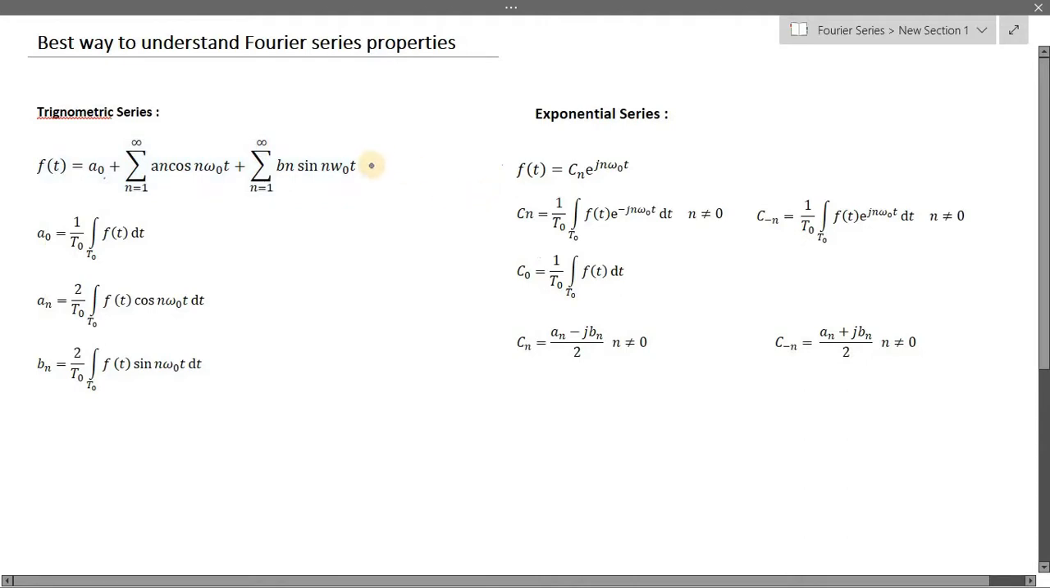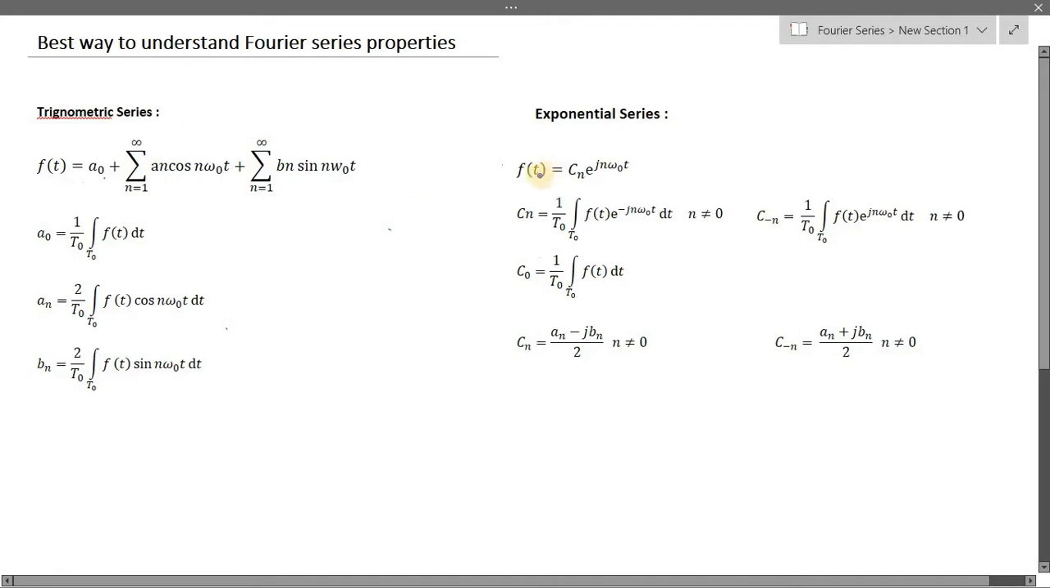Okay, let me remind you of some properties of trigonometric series. If your f of t is even, then your bn will be 0, so no sine terms will be there. If your f of t is odd, then your bn will be there and a0 and an will be 0. So these are the properties that apply in trigonometric series. Well, this is applicable also in exponential series. Okay, so let us see how we can relate that in exponential series as well.